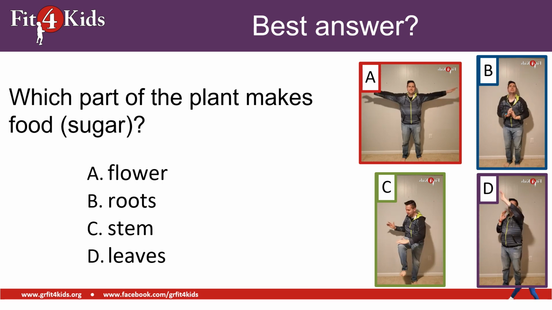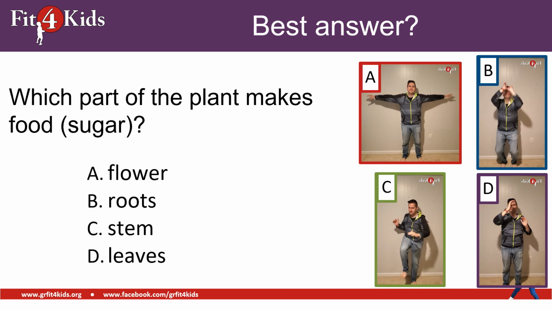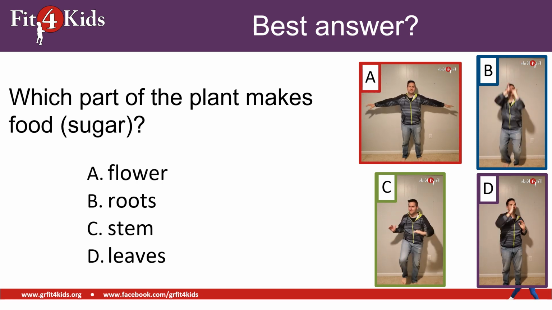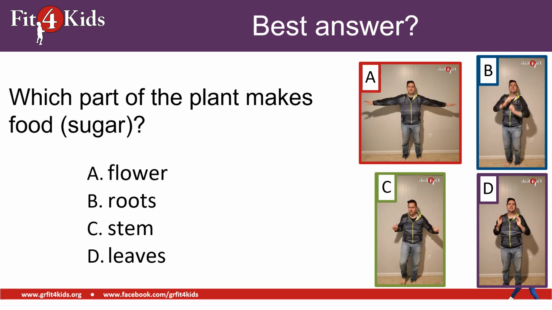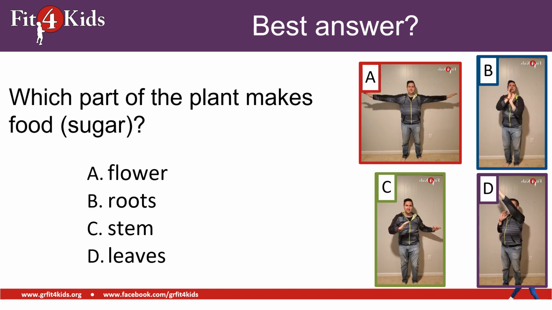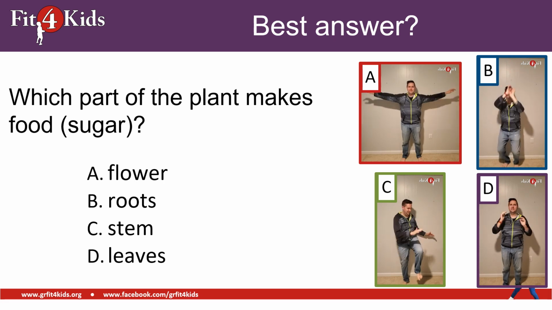Which part of the plant makes food or sugar? A, flower, B, roots, C, stem, D, leaves. You should be sky-reaching because the leaves are the part of the plant that makes the food for the rest of the plant.